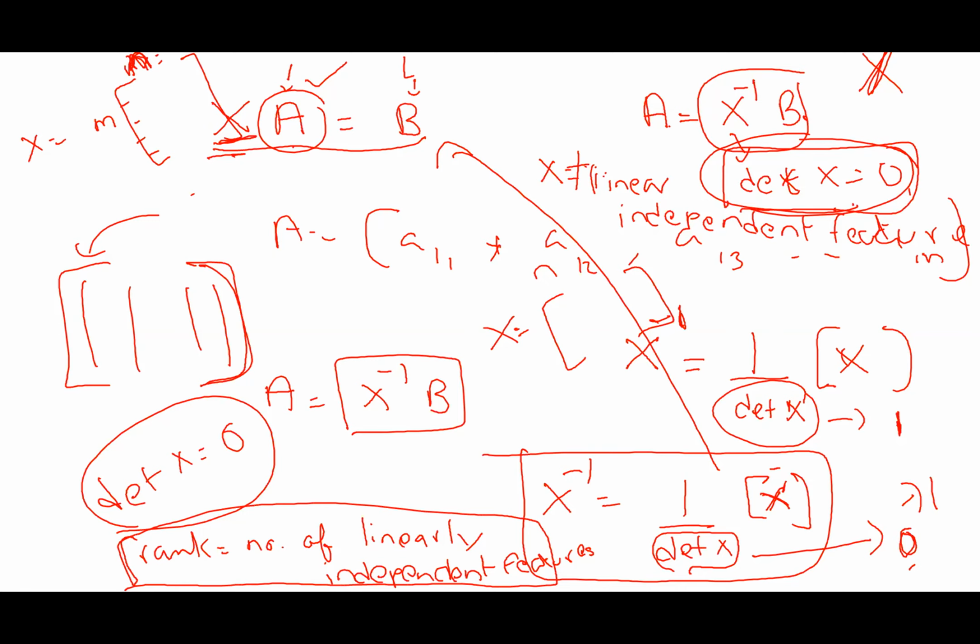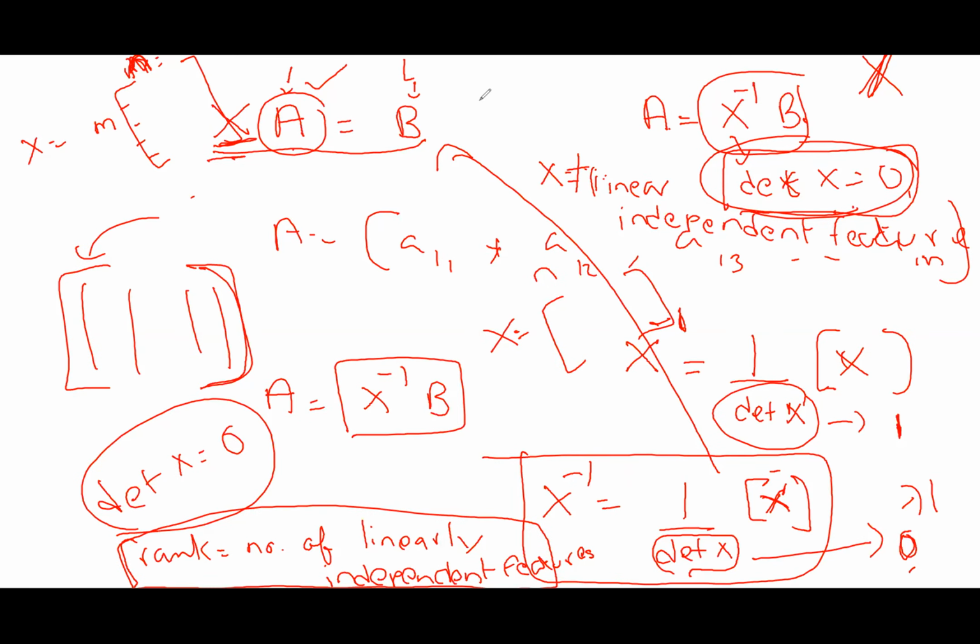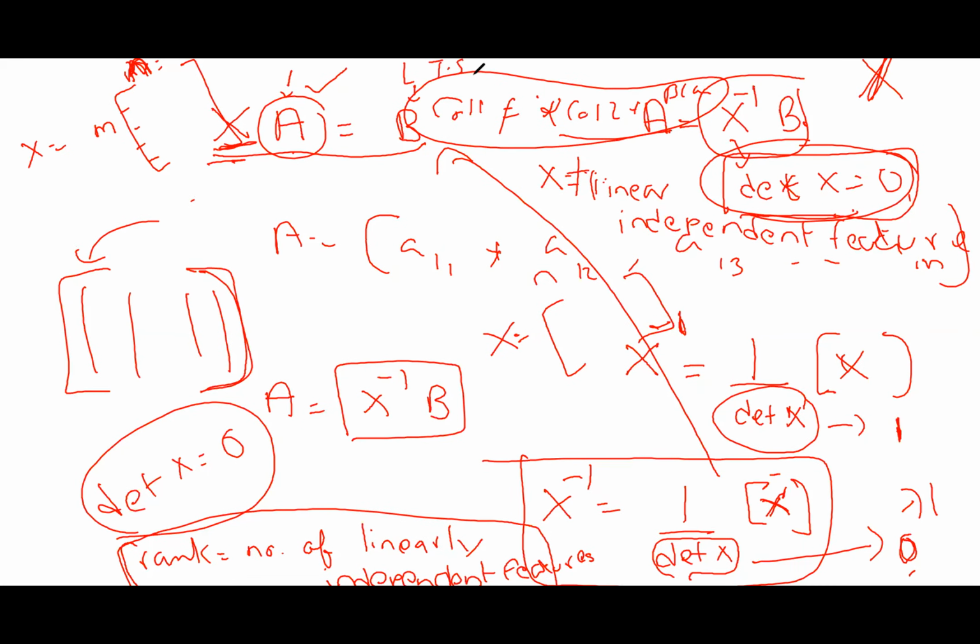So let's say you have column 1. Column 1 cannot be expressed as some alpha times column 2 plus beta times column 3. So they both cannot be linear together. For example, in case of our bedrooms, the total square footage of the house is basically some 5 times the square.